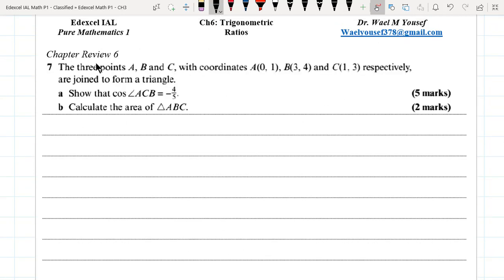From chapter review, question 7, the 3 points A, B, and C with coordinates A(0,1), B(3,4), and C(1,3) respectively are joined to form a triangle. A, show that cosine angle ACB is negative 4 over 5. Since cosine is negative, which means that C is an obtuse angle, okay?